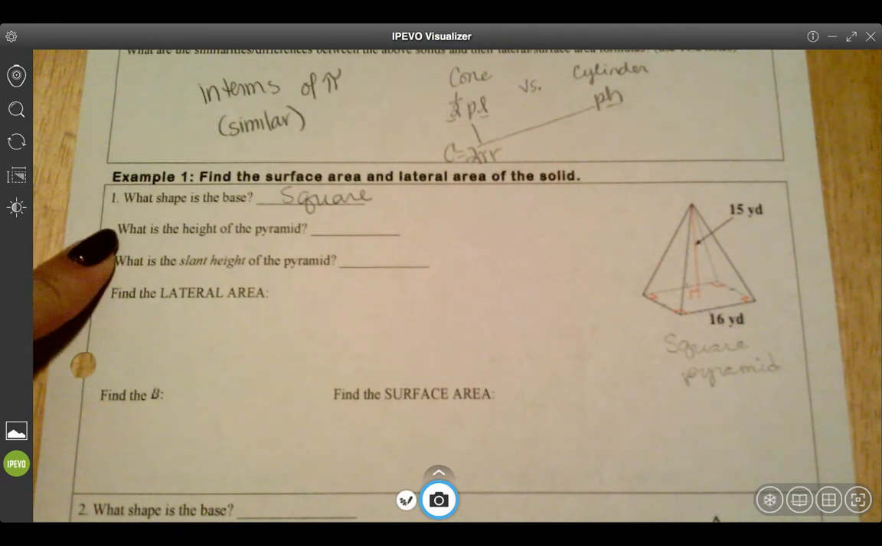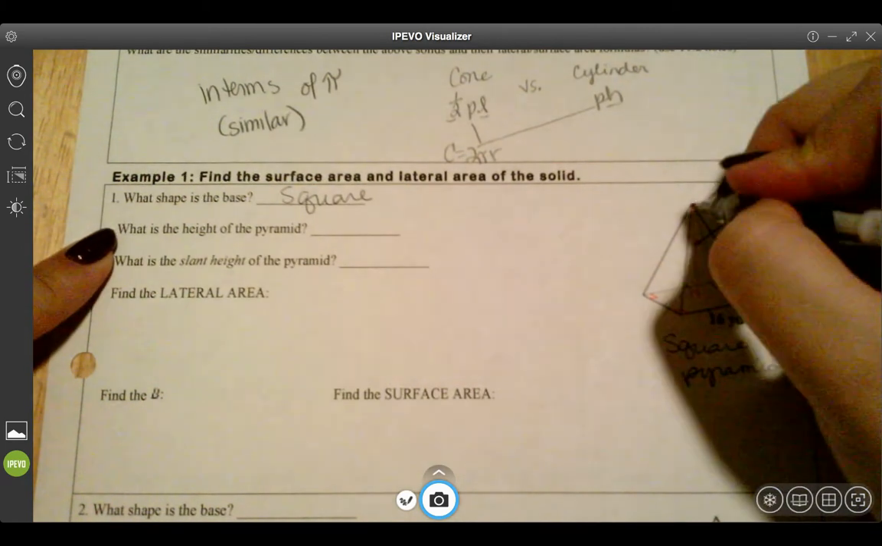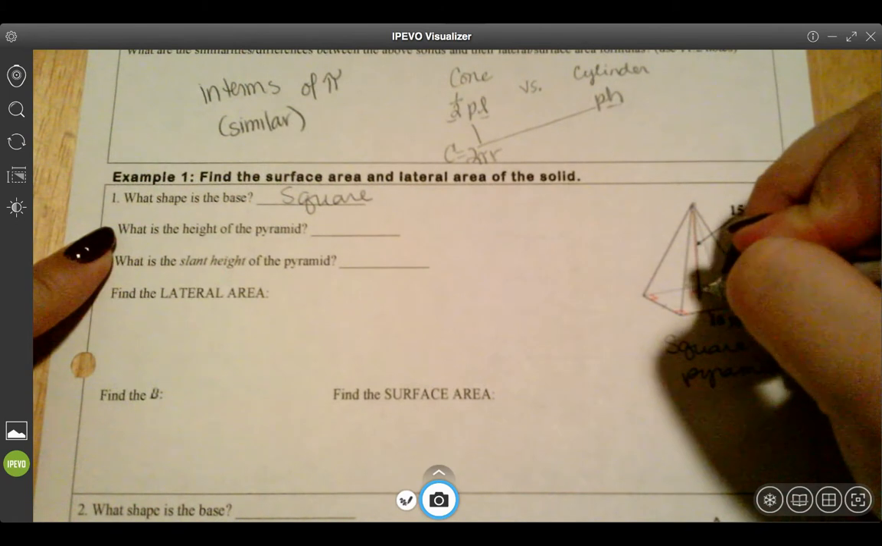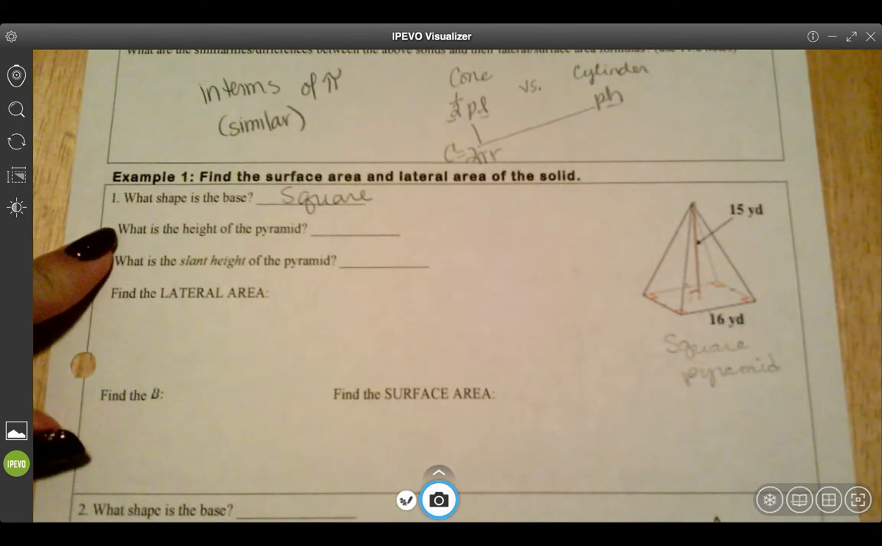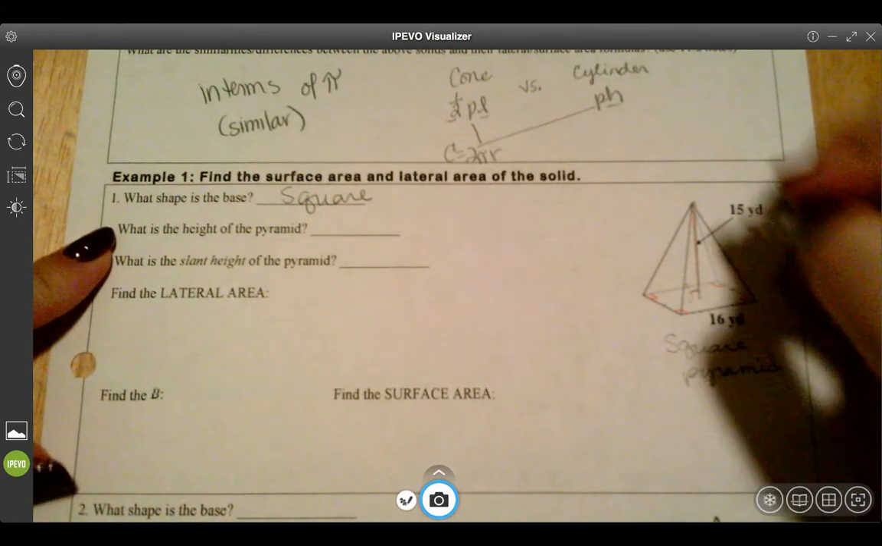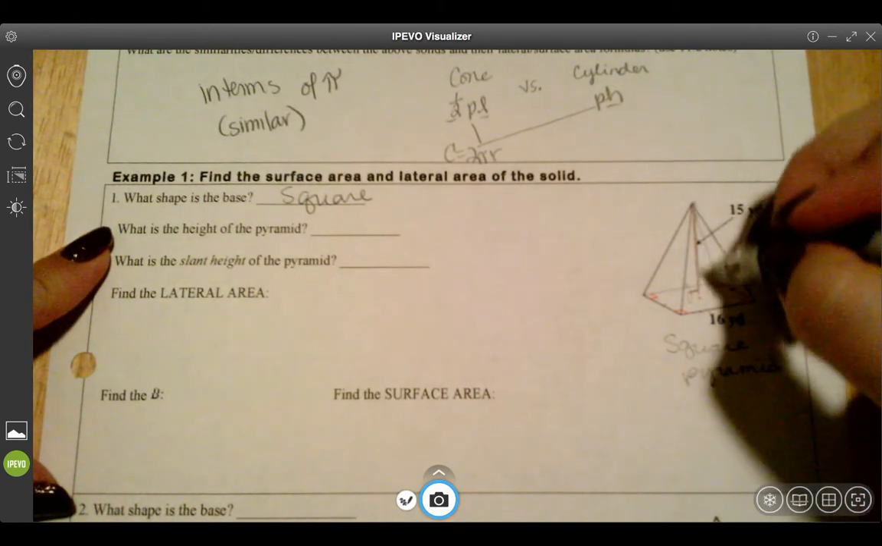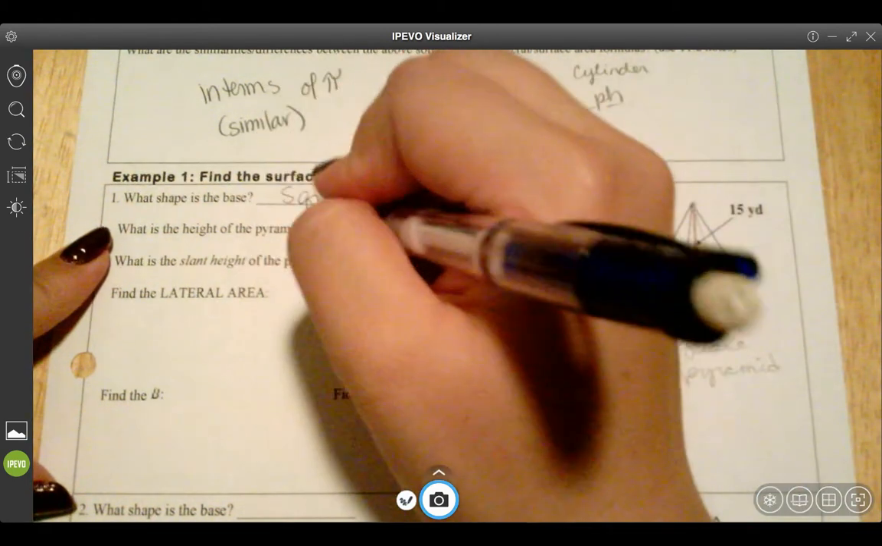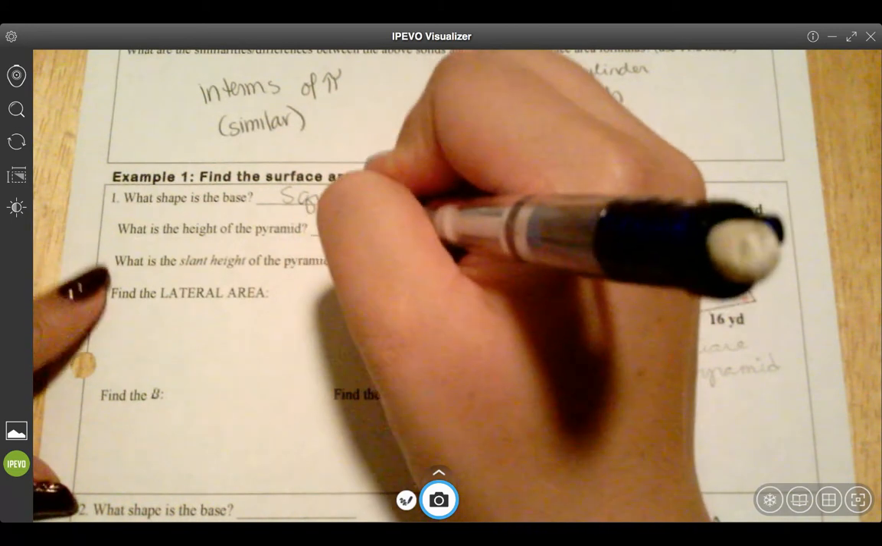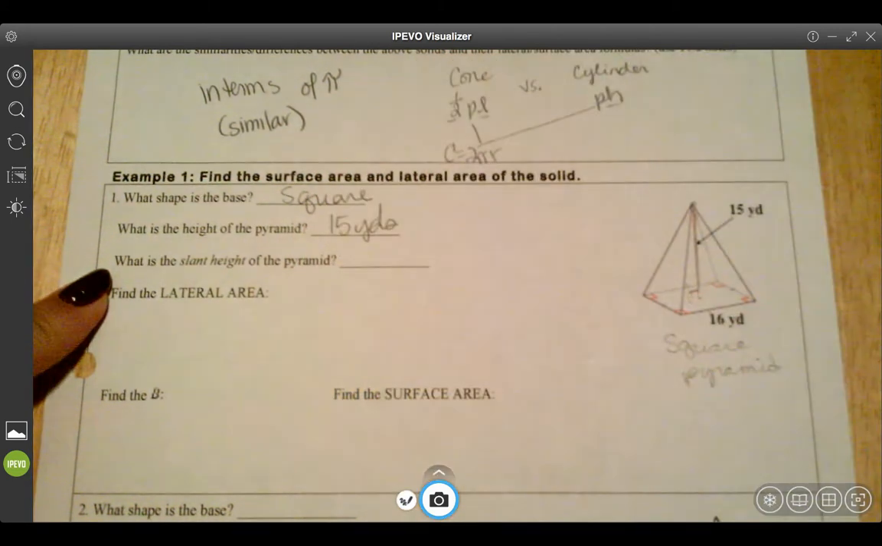Height goes straight from the top, from the vertex, straight down. So this is like when Indiana Jones lowers himself through the temple roof. He's going straight down. This is falling straight through the roof of the pyramid. Okay, so the height here is 15 yards. What is the slant height?